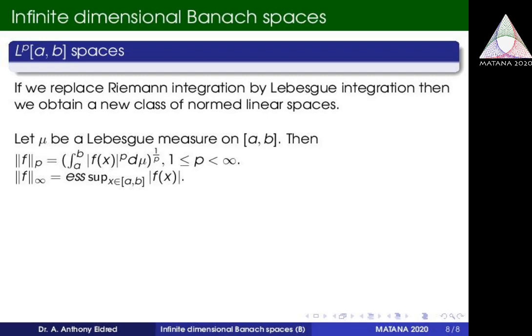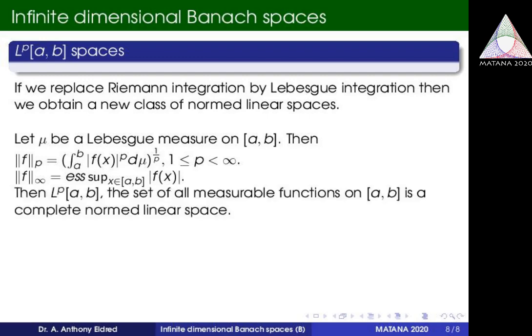So to be a member of LP of a comma b, first that p norm has to be defined, that is integral over closed interval a comma b of mod f of x to the power of p d mu, to the power of 1 by p. Here the integral is a Lebesgue integral, it is not a Riemann integral. And similarly we can define the infinity norm of f as the essential supremum of mod f of x, x belonging to closed interval a comma b. So similar to p norms in little lp spaces, we can define the same p norms in capital LP space. So this we call a capital LP space.